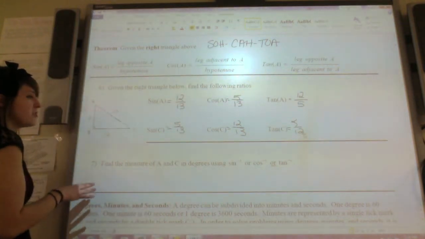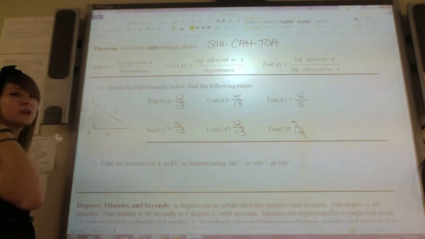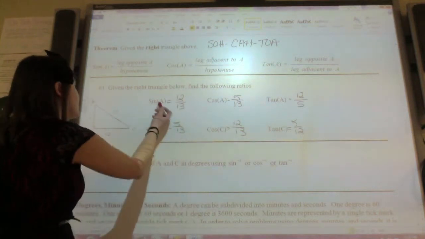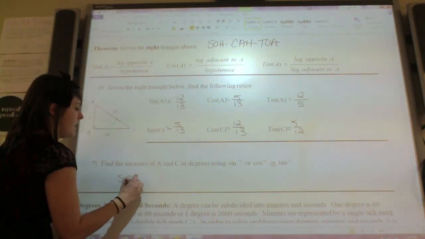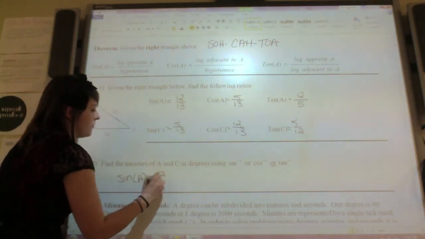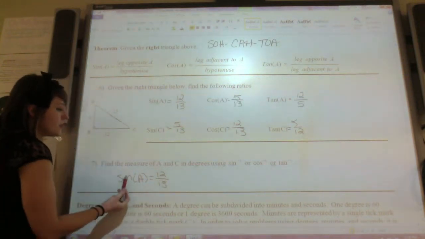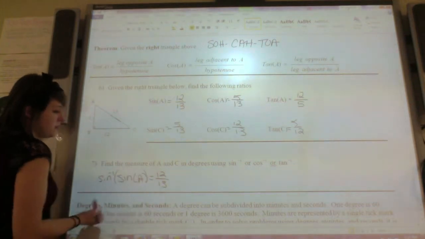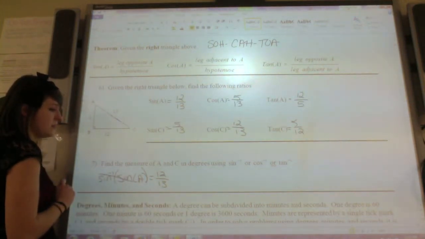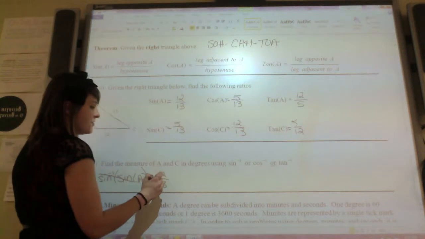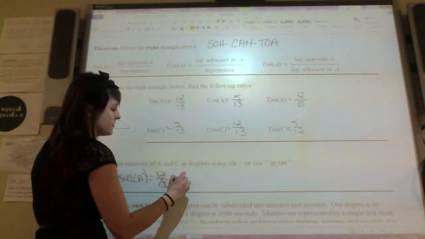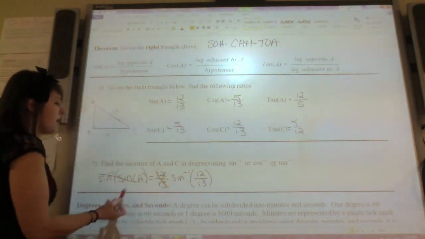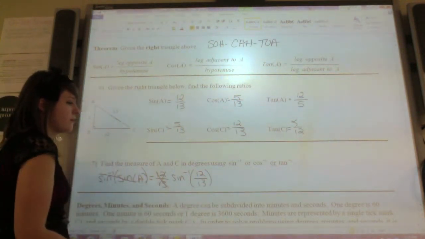If we want to find the measure of A and C in degrees, we can use our inverse sine, inverse cosine, or inverse tangent functions. So let's just say I have the sine of A equals 12 over 13. Well, in order to get rid of the sine here, I can apply the inverse sine to this whole thing, and that cancels those out. If I do that to one side, I have to do that to the other, so this becomes the inverse sine of 12 over 13. So then I have A equals the inverse sine of 12 over 13.